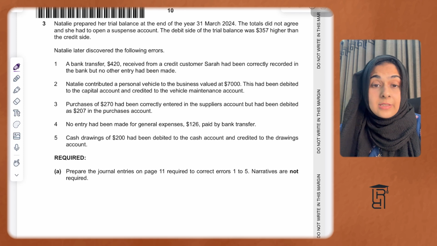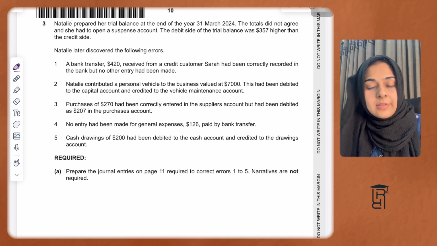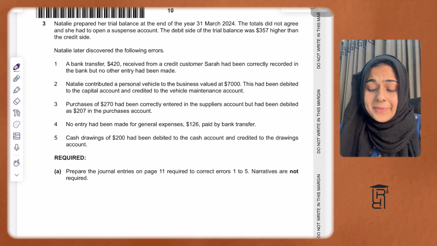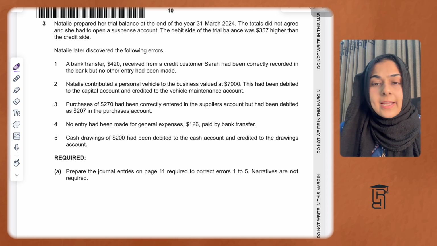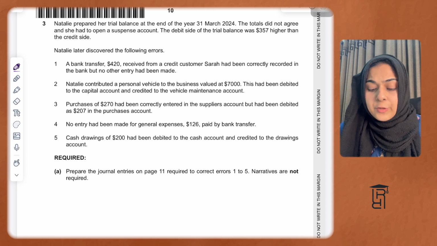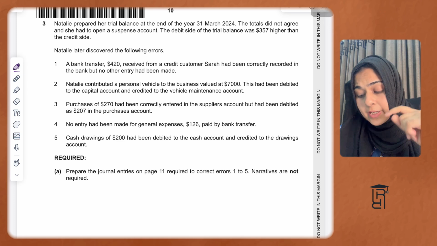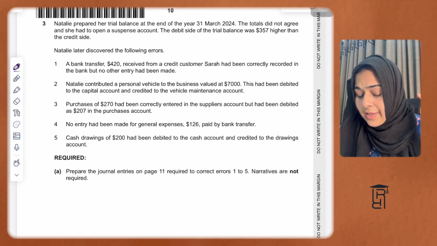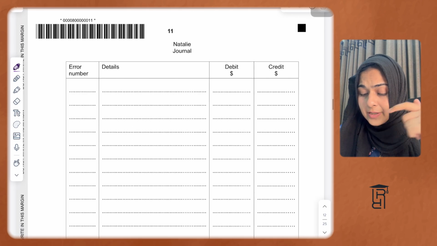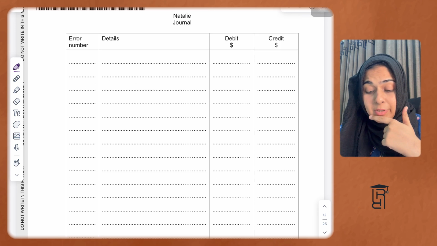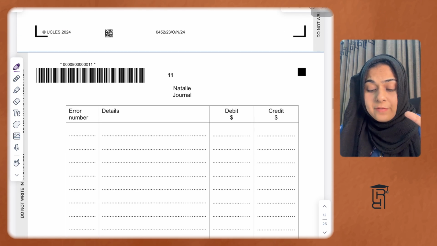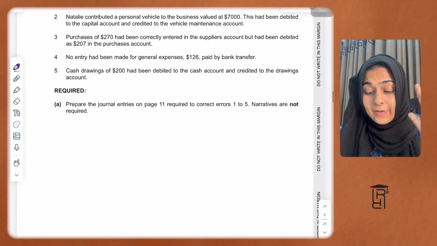So that means the difference in trial balance will come on the credit side because the credit side is lighter. The debit side is heavier. Natalie later discovered the following errors. They have given you these 5 errors, and in the first part, they are asking you to prepare journal entries to correct the errors 1 to 5, and this is basically for 10 marks. So you need to prepare 5 journal entries for correcting 5 errors.